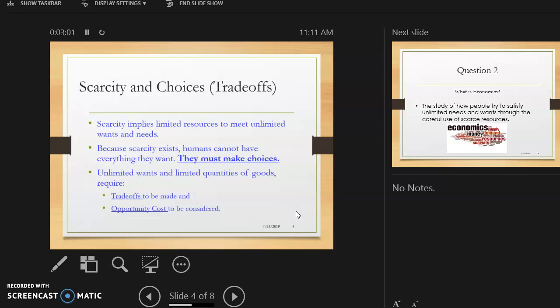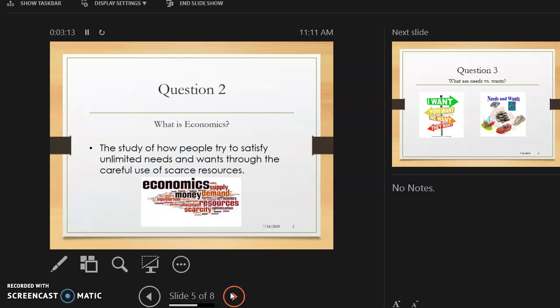Opportunity cost is what we consider when we make a choice or a trade-off, and that is the value of whatever we've given up of the choice we have not made. Economics is the study of how people try to satisfy the unlimited needs and wants through the careful use of scarce resources. That is what economics is.